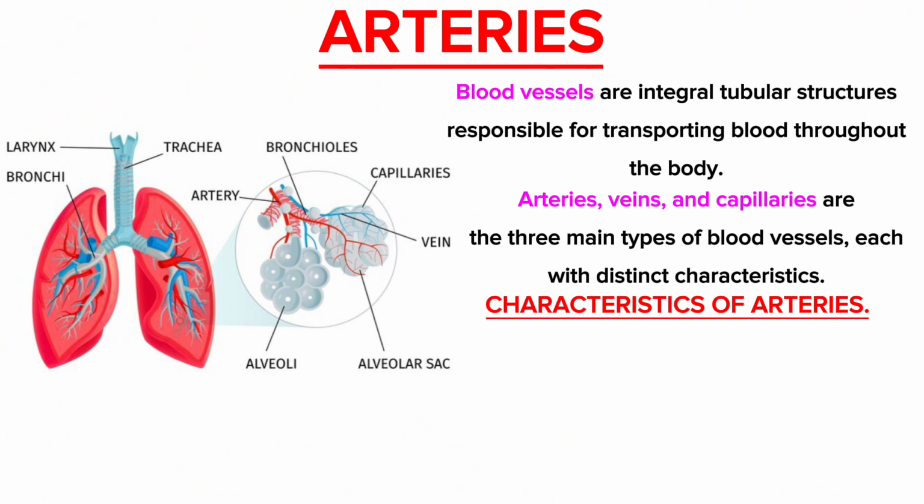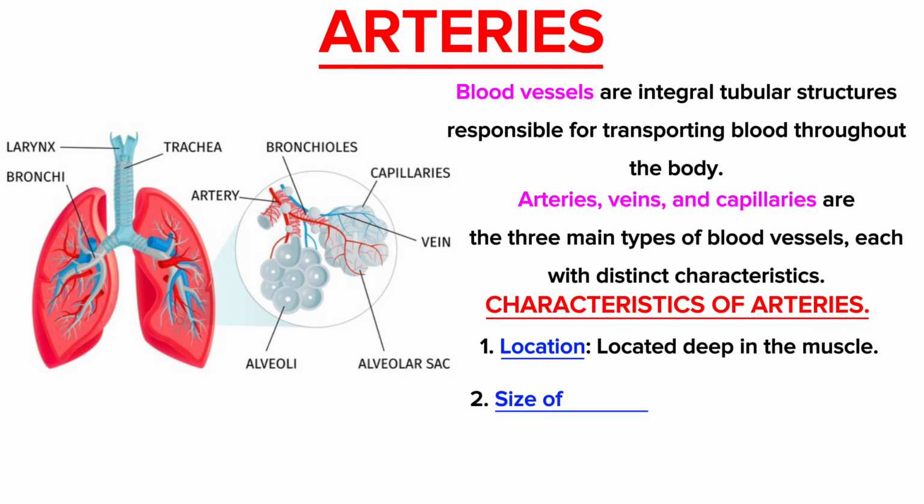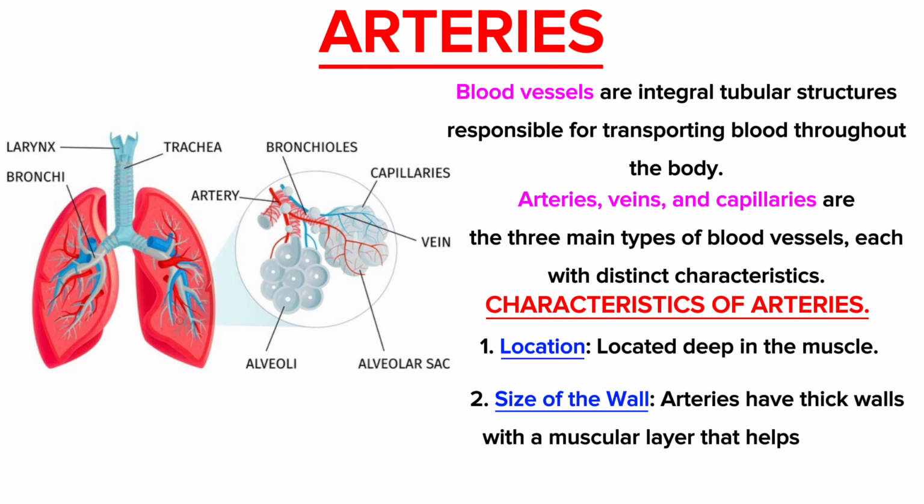First, we're going to talk about location. Arteries are located deep in the muscle. Secondly, size of the wall. Arteries have thick walls with a muscular layer that helps maintain blood flow. So that is size of the wall also.